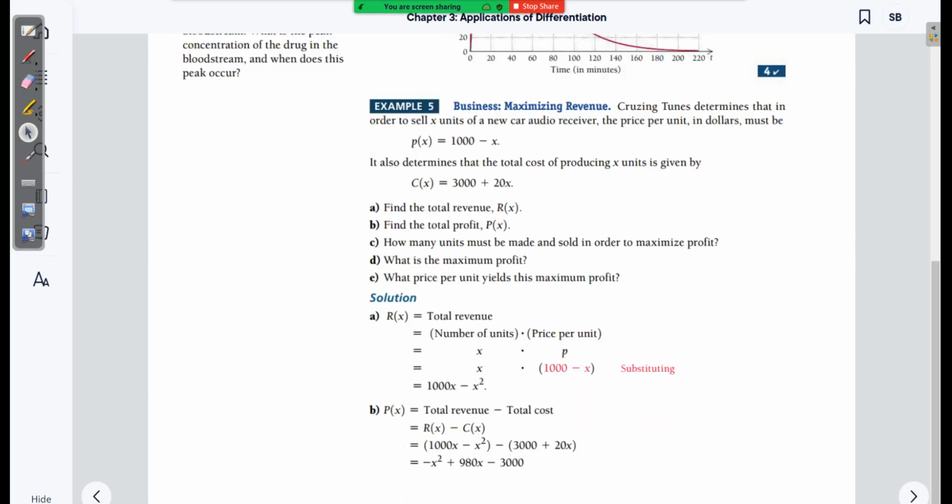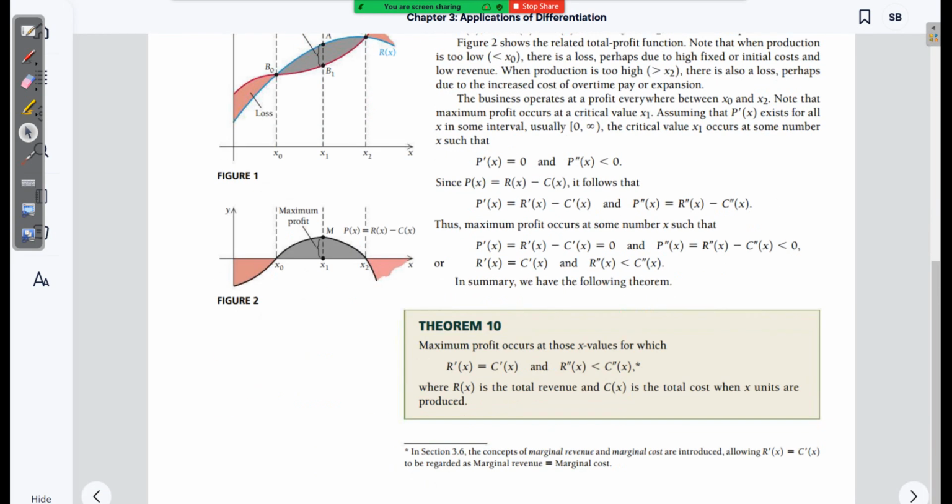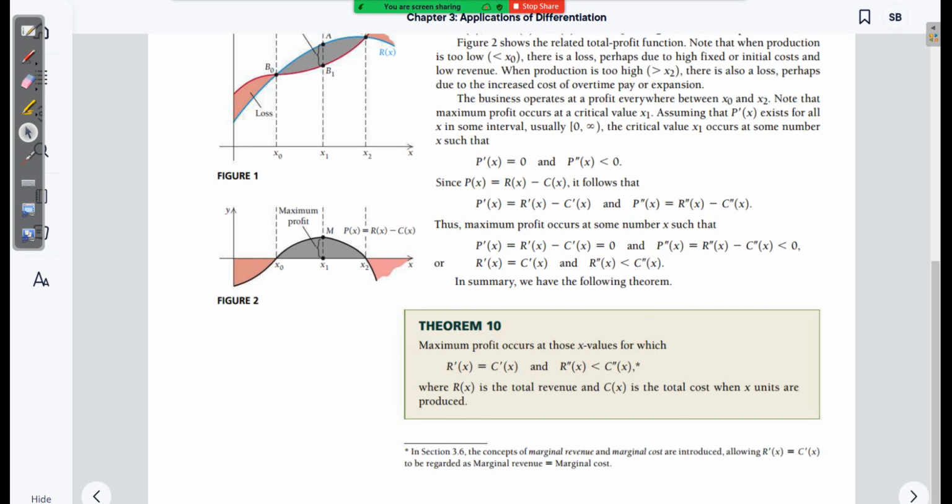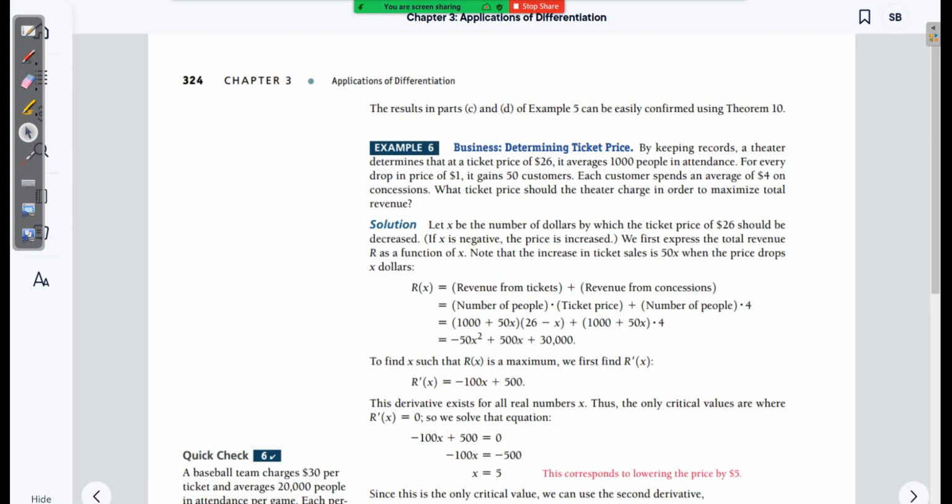Okay, so last example we're going to do for today. Actually, we'll put this theorem up. It's another common sense theorem, I think. We'll use it for the next problem. All right, so ticket prices. Oh, that's pretty short.